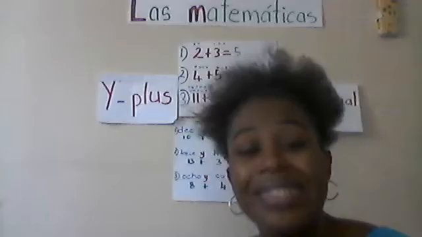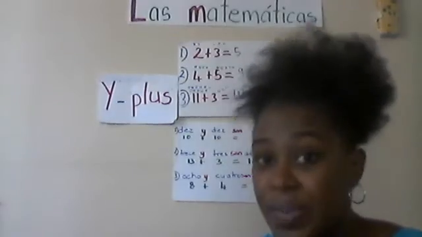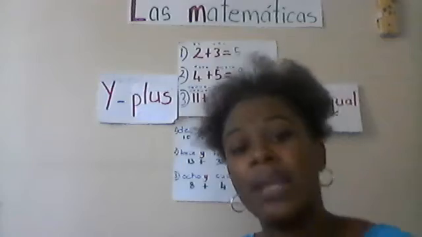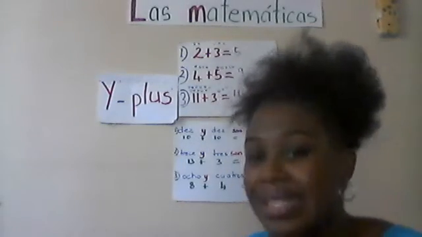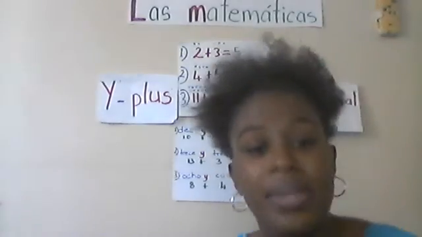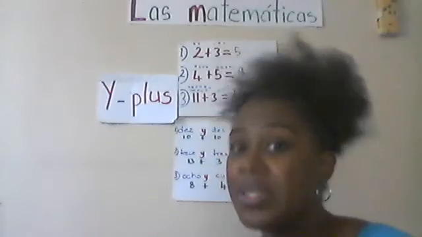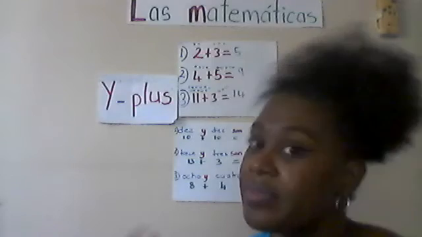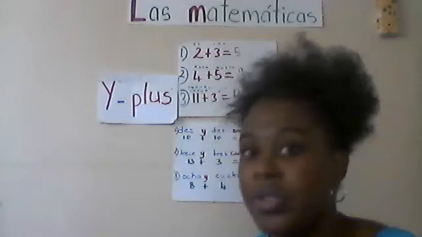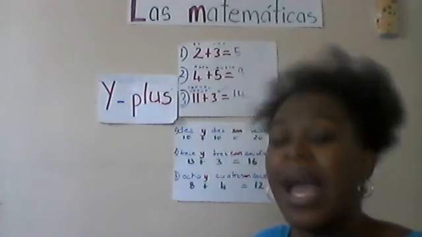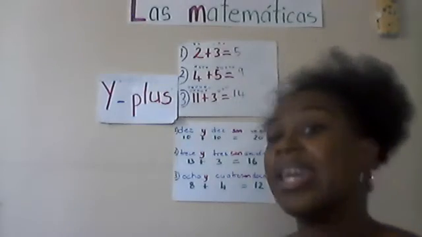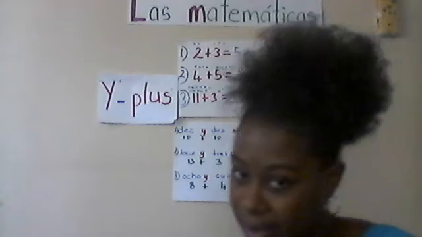Now for 17, it's the same concept. Diez, which is 10, y, which is plus, and siete, which is 7. So 10 plus 7, which is 17. 18, same concept. 10 y 8, 10 plus 8, which gives you 18. You join everything together. And it's the same thing for 19. 10 y 9. 19. Good.